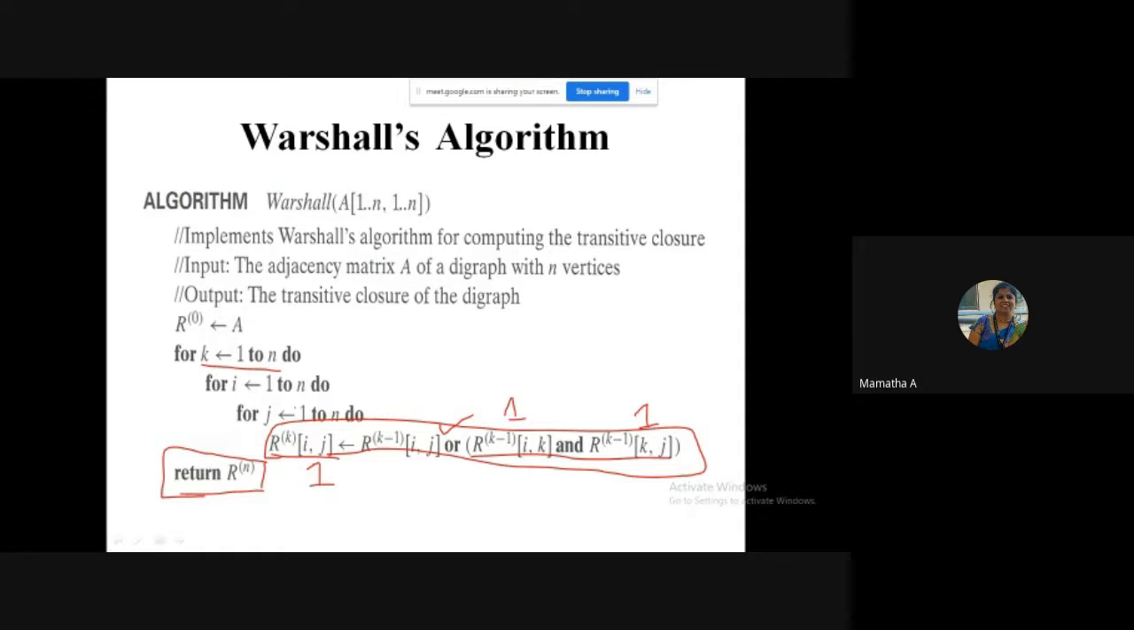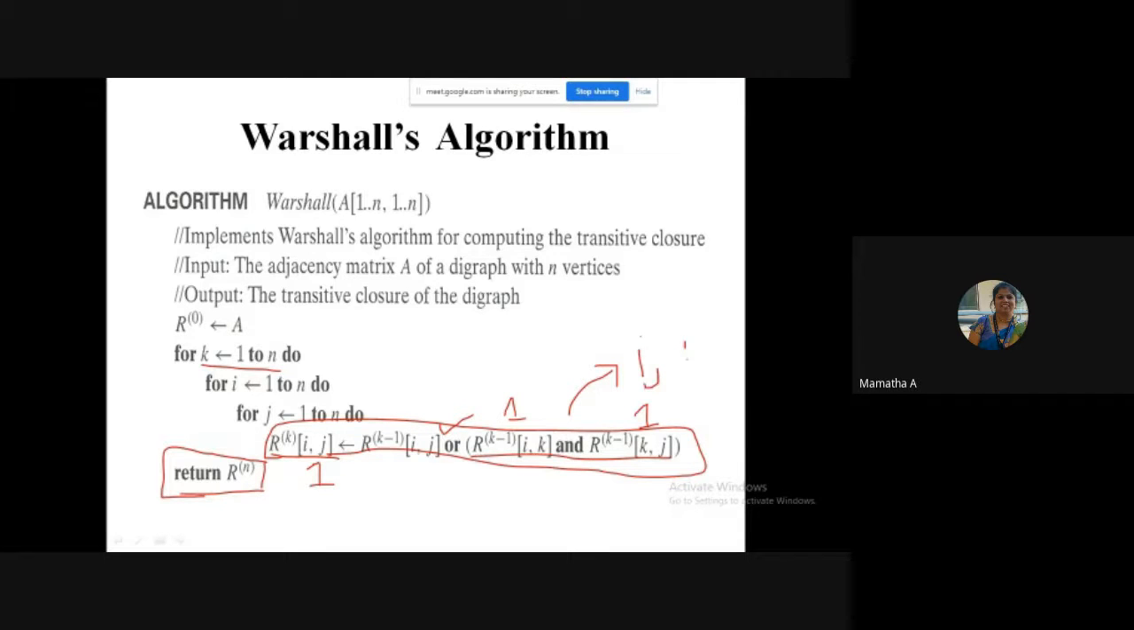Okay. So we have to now analyze it. This is the algorithm that you have to write in your exams. Remember it. Rk I comma j is nothing but Rk minus 1 I comma j ORed with Rk minus 1 I comma k and Rk minus 1 k comma j. Only if there is a path between I k and k j, I tell that there is a path between I j.